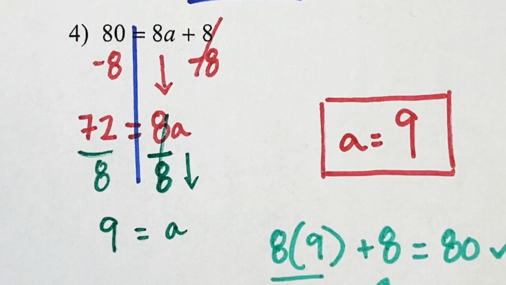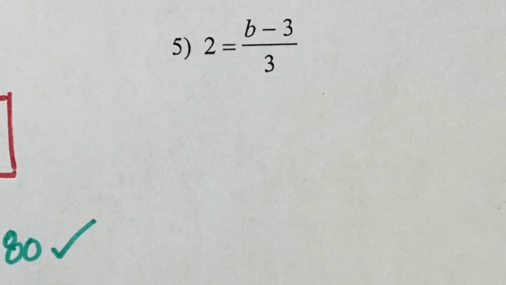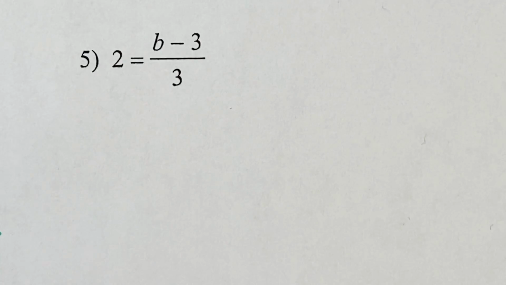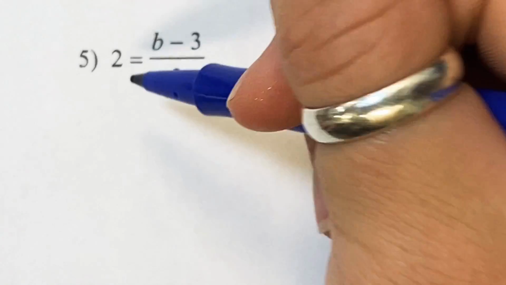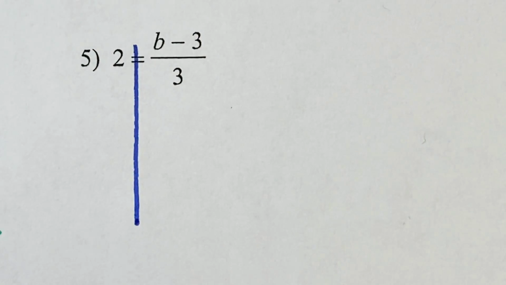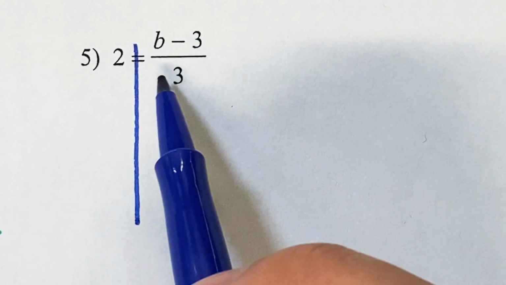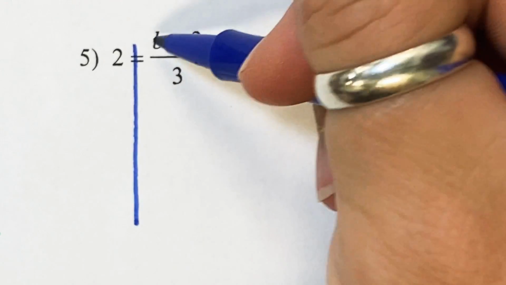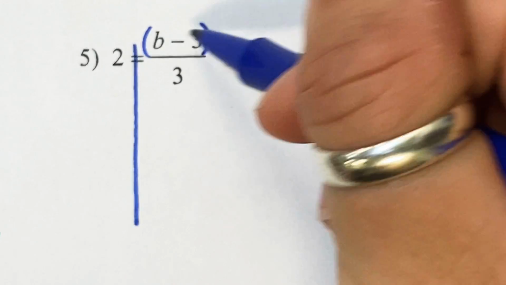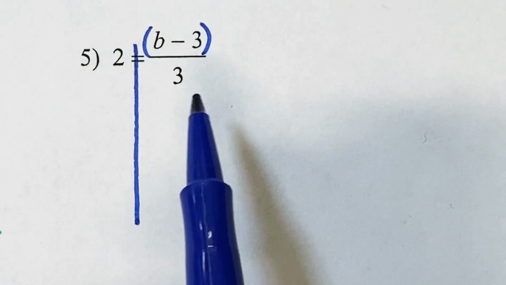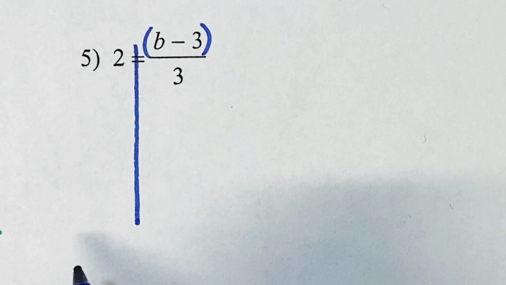Okay, awesome. Let's look at number 5. We're going to start it the exact same way. Draw your line down your equal sign. What do you think is the farthest away? I'm going to put some parentheses around here, meaning that's all one piece. Now, what do you think is the farthest away?